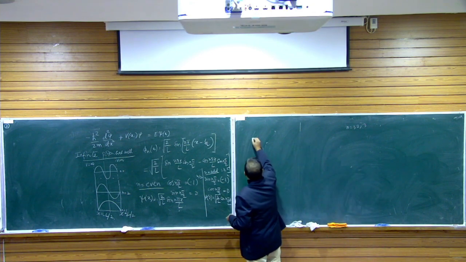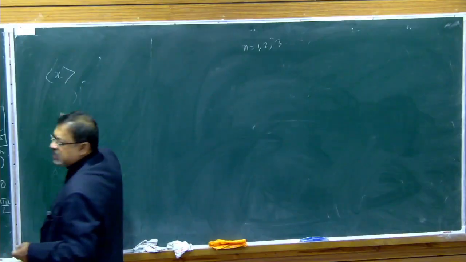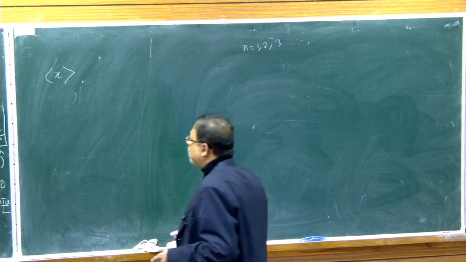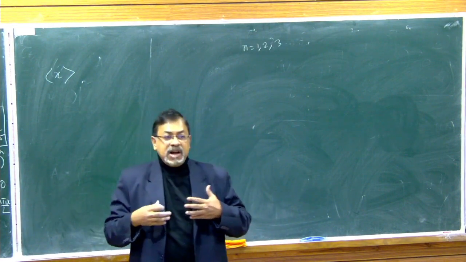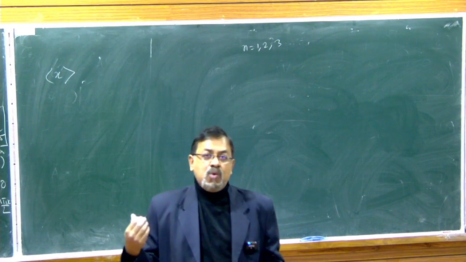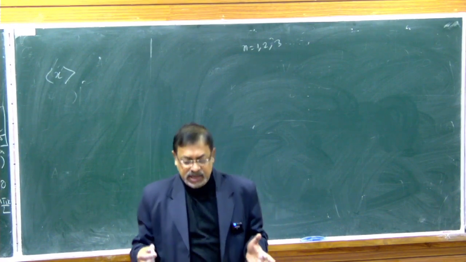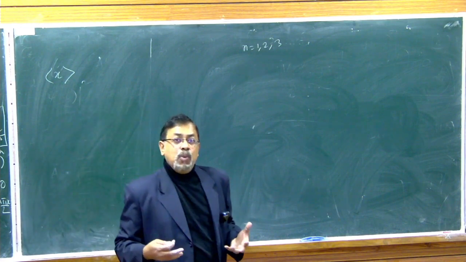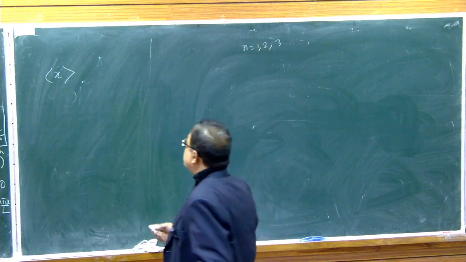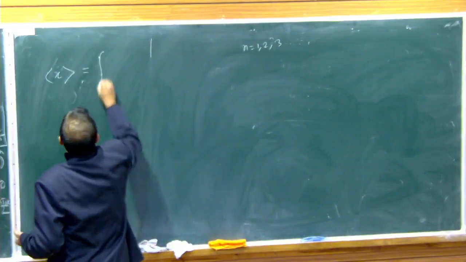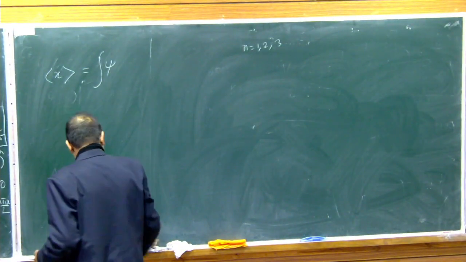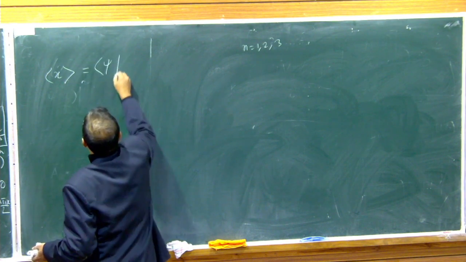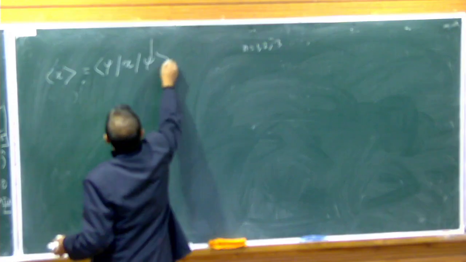Now how do we calculate the expectation value of x, and why do we need it? We need it because we may need to convince ourselves that for a quantum particle inside a potential well, the uncertainty relation is obeyed. So this will be equal to psi star x psi, let me write it first in Dirac notation.